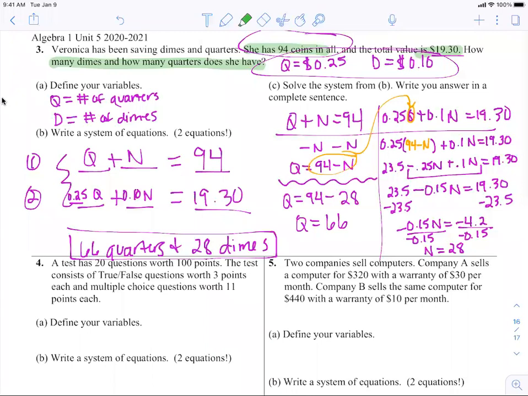All right, final answer is up. You should have gotten your final answer to be 66 quarters and 28 dimes. Now, just so you guys are aware, I'm sorry, I accidentally wrote N instead of D. I used N instead of D throughout this entire problem. So N is just representing the number of dimes. It doesn't really matter the variable itself.